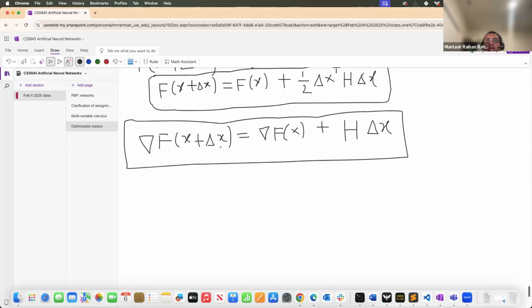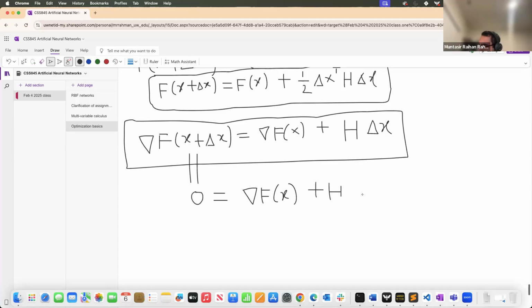I want to find a jump such that this quantity becomes 0. So let's equate this to 0. Now we have 0 is equal to the gradient del of f of x, plus the Hessian times delta x, where delta x is a difference between two consecutive x values.